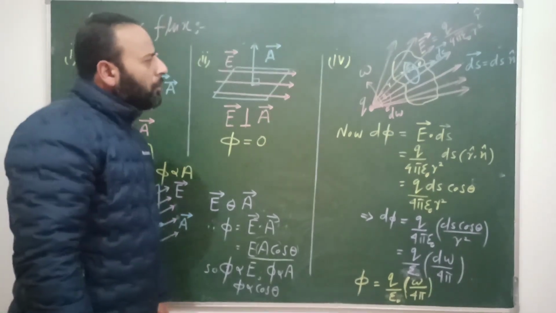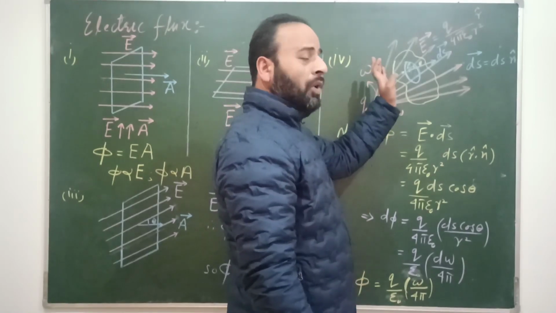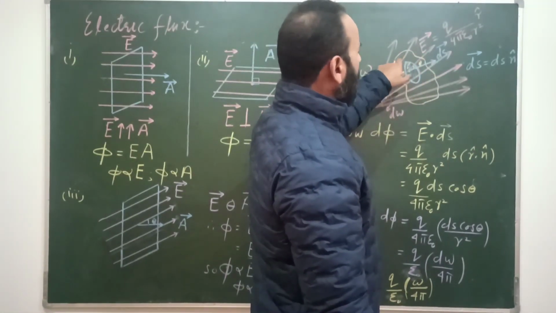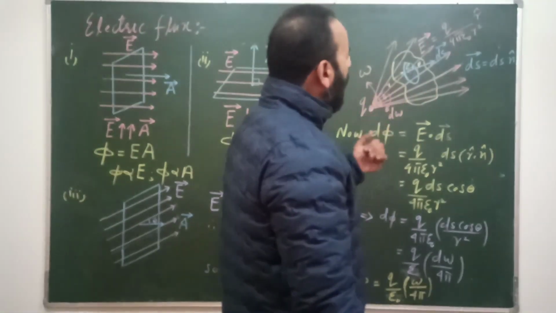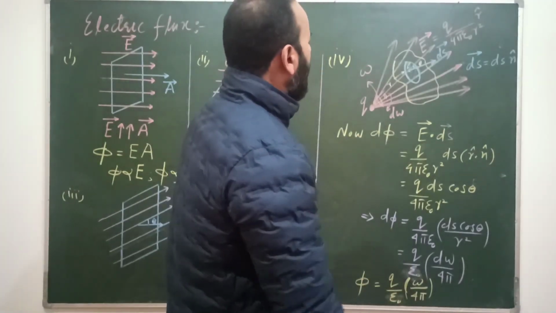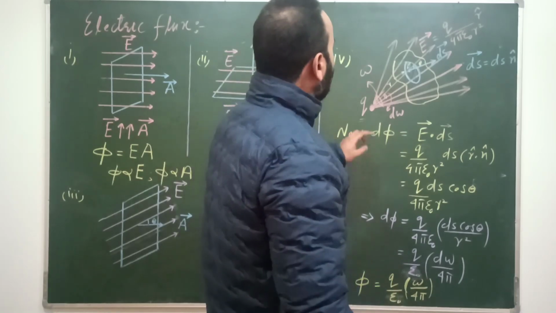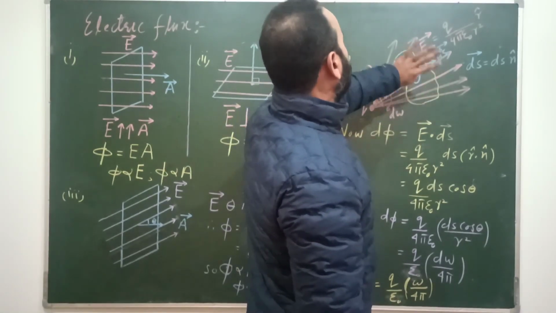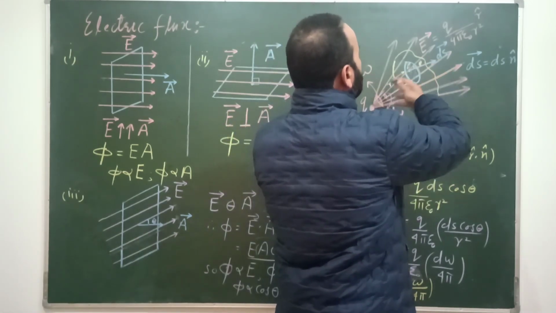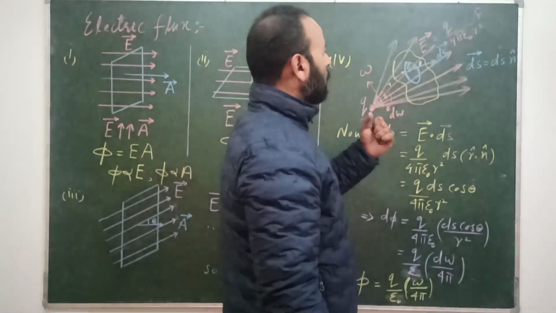Now the fourth case is if we have a field that is not uniform and the surface is also not plane. So how to calculate the electric flux in that case? I have taken here a charge. So the electric field lines emanated by the charge are in space in all the directions, right? So the field is radially outwards, meaning it is a diverging field, it is not a uniform field.